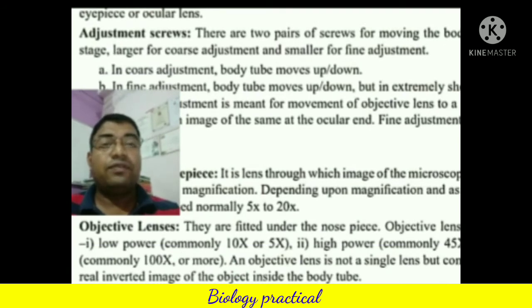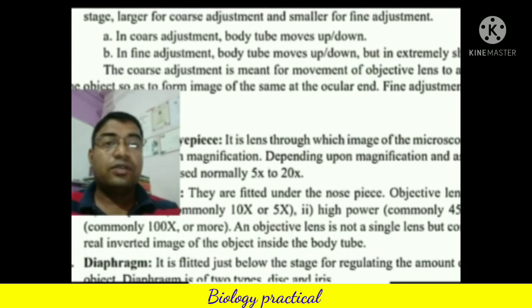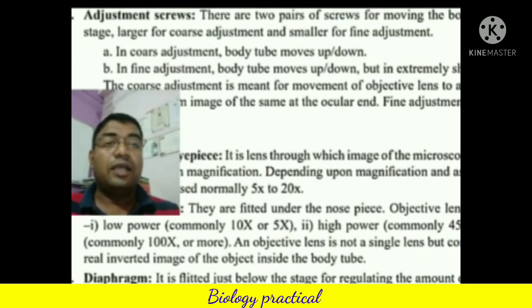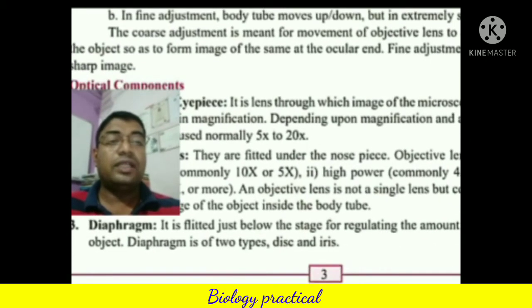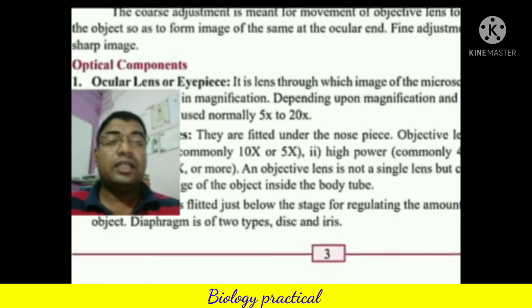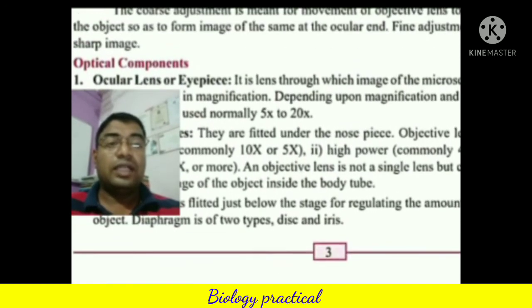Afterward we have a few adjustment screws. The larger one is used for coarse adjustment, while the smaller one is used for fine adjustment. We have different eyepieces. Eyepieces are of 5x and 20x. X indicates times. Then we have the diaphragm. The diaphragm is fitted just below the stage for regulating the amount of light. It is again of two types. Let us see one by one.